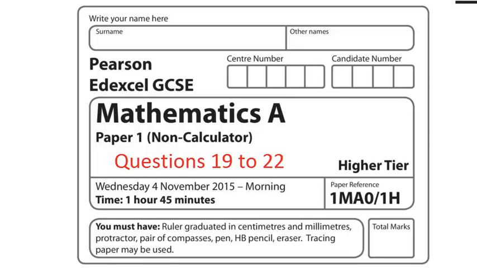This is the second part of the higher tier paper from Wednesday 4th of November 2015, and it's a non-calculator, and it's just the last four questions, 19 to 22. They tend to be the harder ones, so let's give it a go and finish this off.